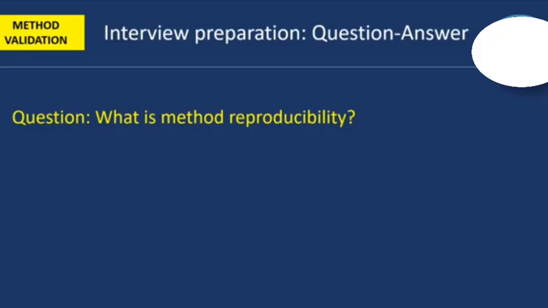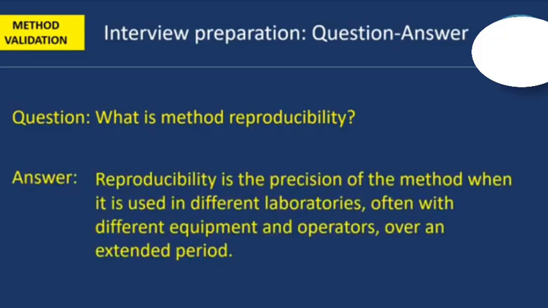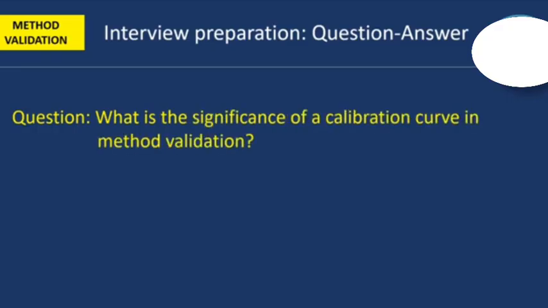What is method reproducibility? Reproducibility is the precision of the method when it is used in different laboratories, often with different equipment and operators, over an extended period.